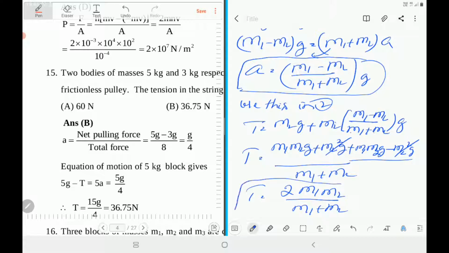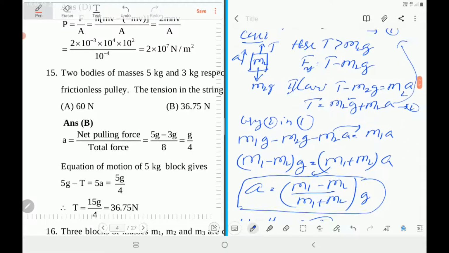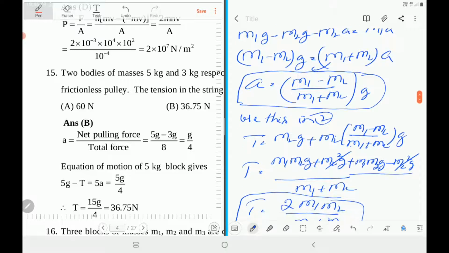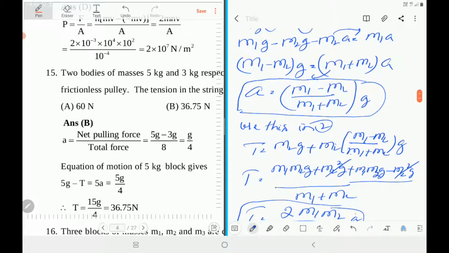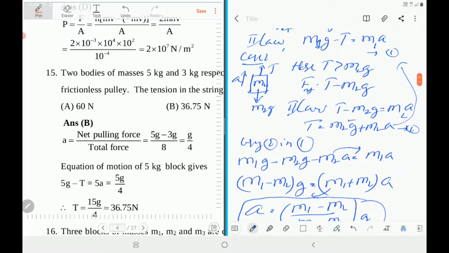This is the tension. You have written the expression for tension in the string in terms of the masses: 2 times m1 m2 divided by m1 plus m2, times g. And what is the acceleration? m1 minus m2 divided by m1 plus m2, times g. If you remember these equations, you need not write again and again for every problem the equations of motion, solving them, and finally arriving at the answer for tension and a.